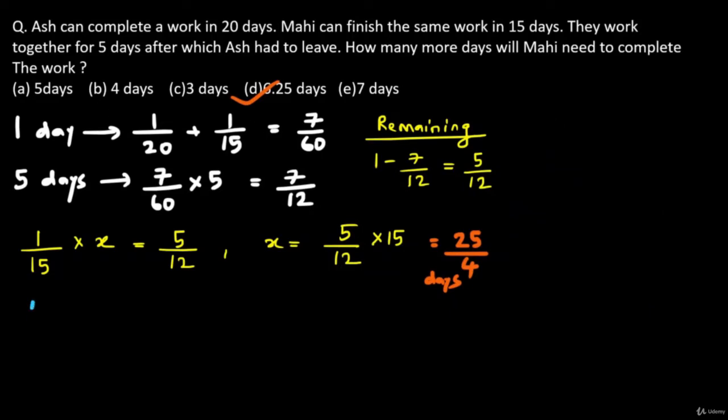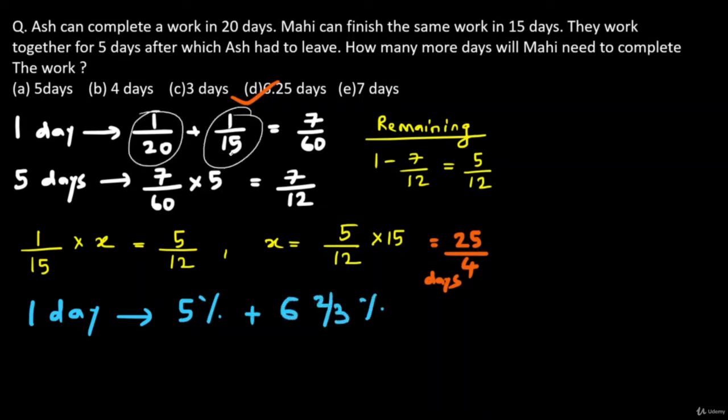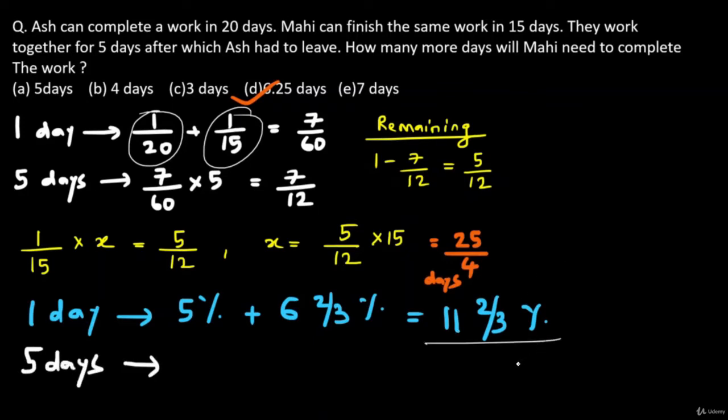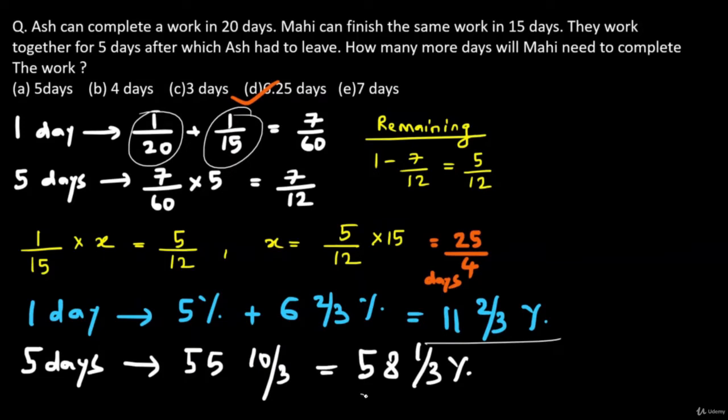We know that in one day when they work together, they'll complete 5% plus 6 2 by 3 percentage of the work, right? Because 1 by 20 is 5% and 1 by 15 is 6 2 by 3 or 6.67%. So 5 plus 6 2 by 3 is equal to 11 2 by 3, right? So in 5 days, how much will they complete? That would be 5 into 11 2 by 3, right? So 5 into 11 2 by 3 is 55 10 by 3, which is the same as 58 1 by 3 percentage. So in 5 days, they have completed 58 1 by 3 or 58.333 percentage of the work.